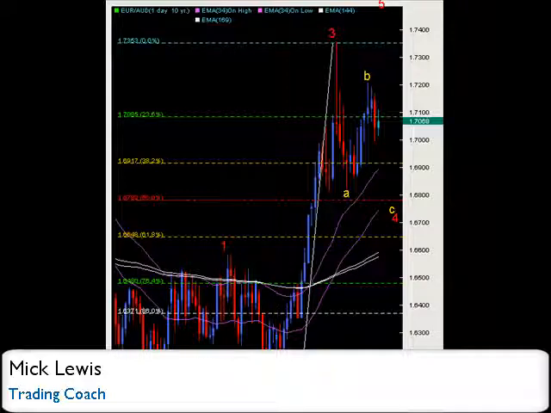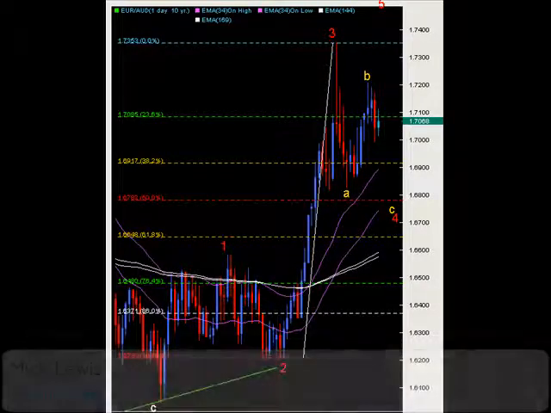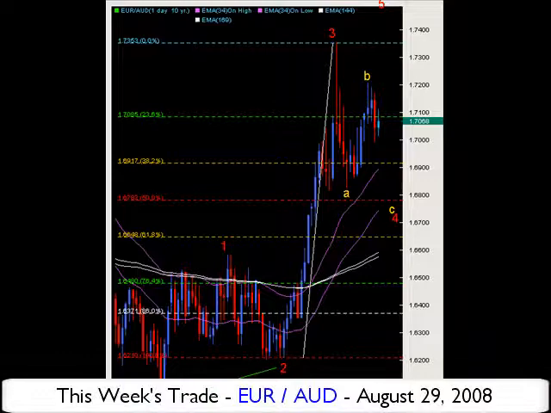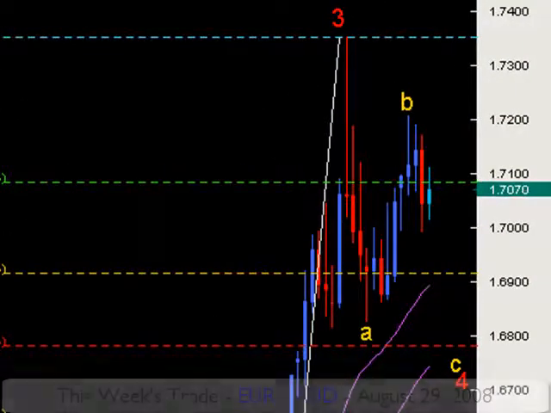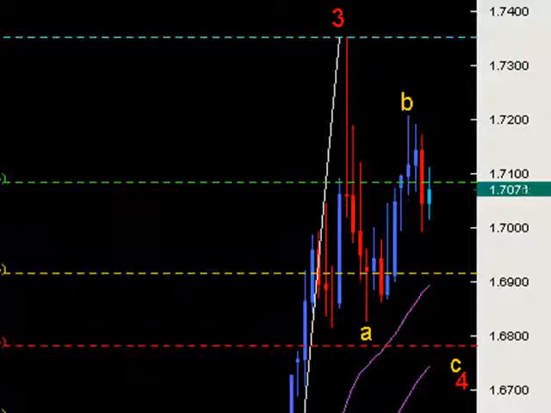This week for the Trade of the Week, I want to show you a couple of potential trade setups that we have on the Euro Aussie. Last week we traded the B wave up, so what I want to look at this week is the potential we have setting up to trade the C wave back down. It is a little unsure at the present time whether the yellow B wave has completed.